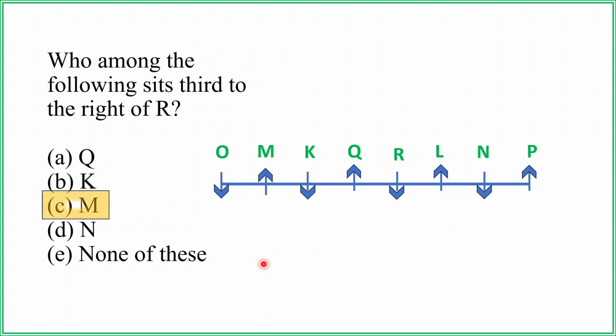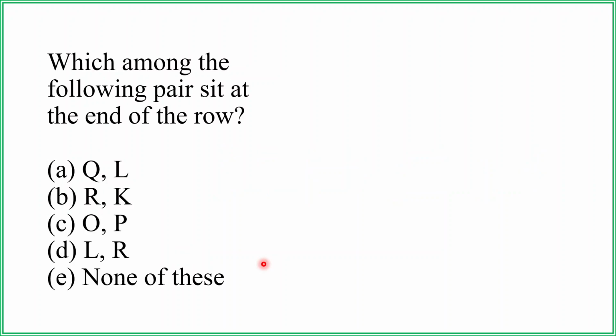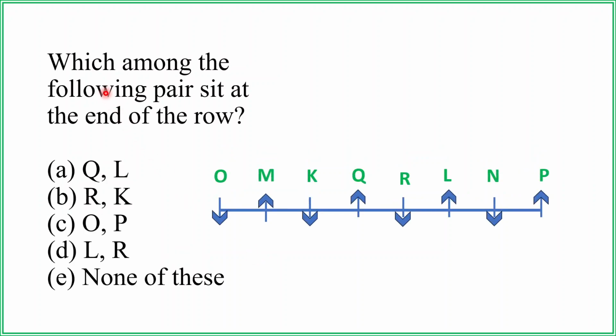Now let's move on to the next question. This is the arrangement. Which among the following pairs sit at the end of the row? At the end of the row means both ends, left end and right end. You can see here that at one end O is here and at the second end P is here. So the pair sitting at the ends are O and P, which is given in option number C. Now let's check our answer. See, we got the correct answer again.